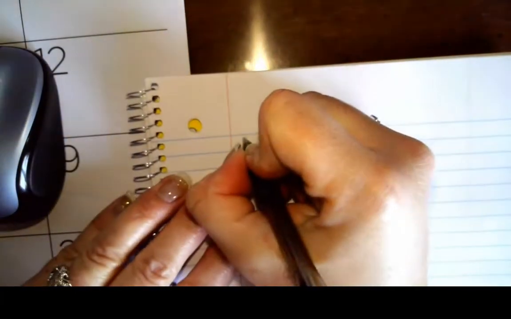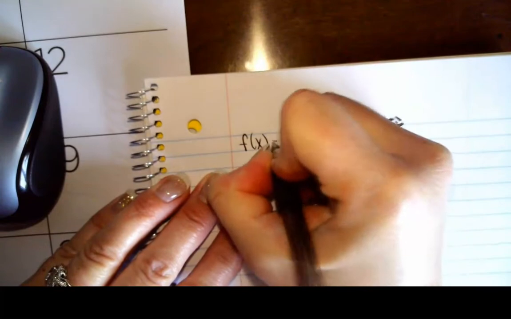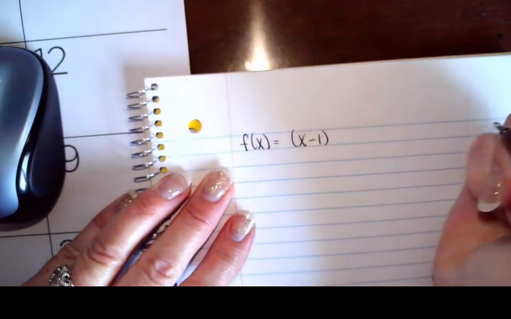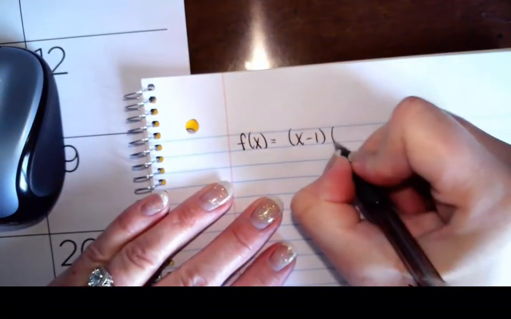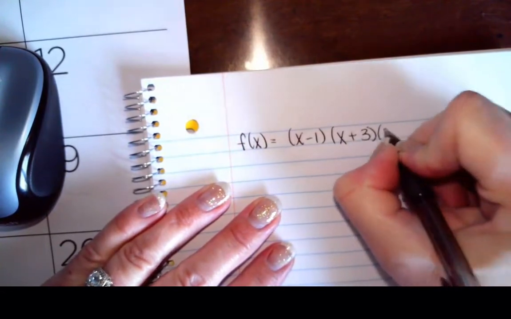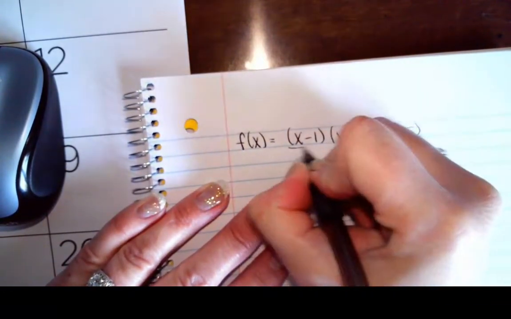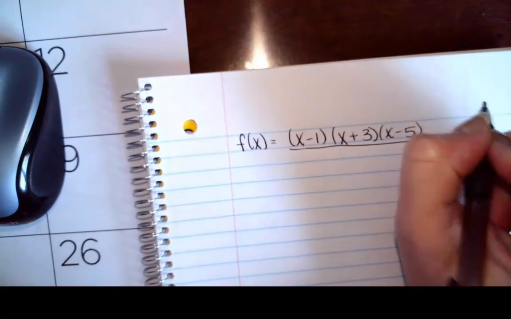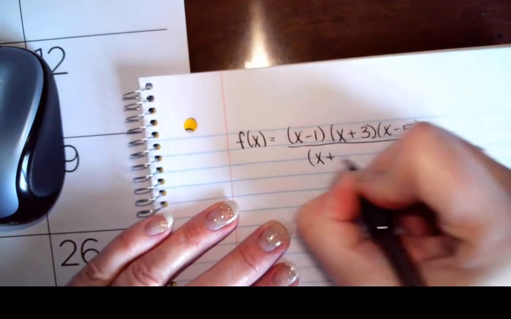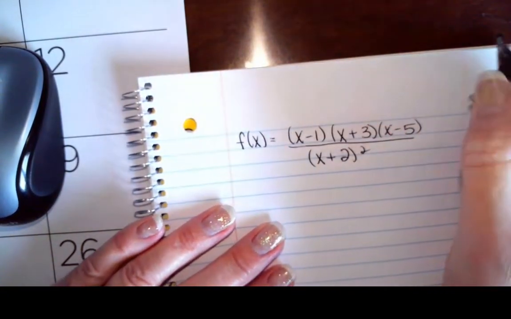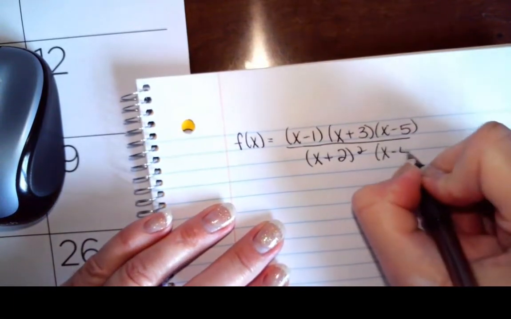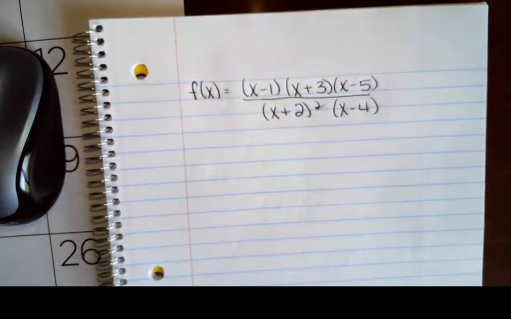We have f of x equals x minus 1, x plus 3, x minus 5, all over x plus 2 squared times x minus 4. Okay, so this is my function.